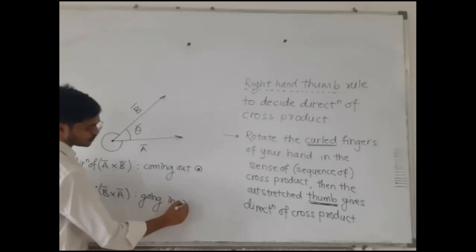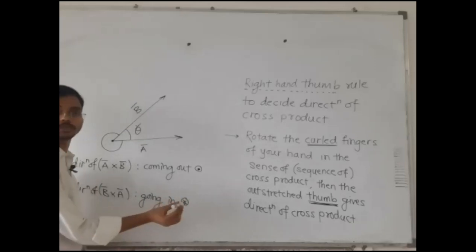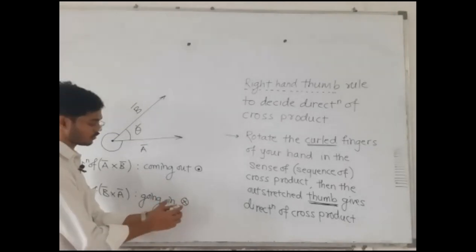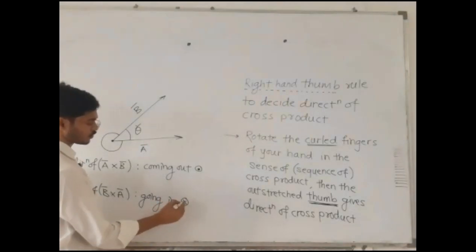Going in means cross. If this marker is going in, then you will observe the cross. Okay, assume it as an arrow. तो एक arrow ऐसे assume करा.